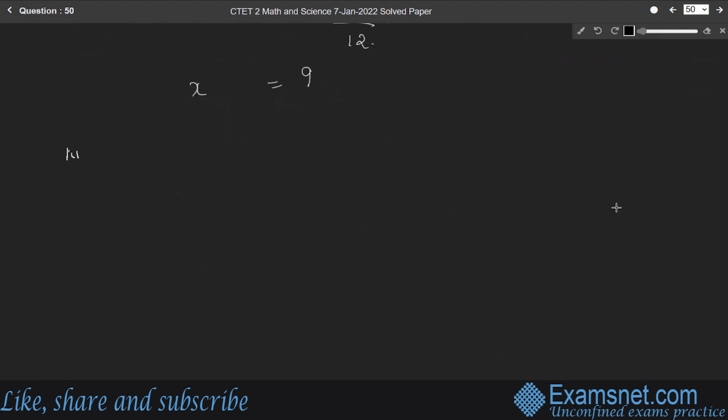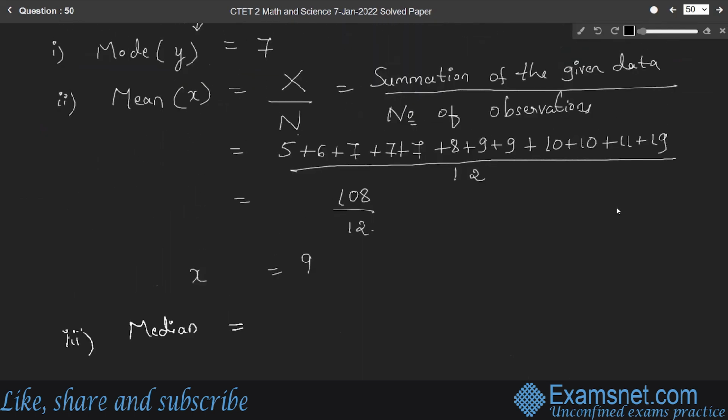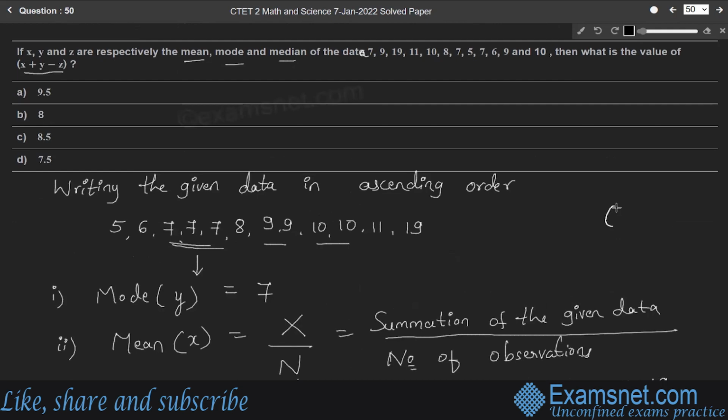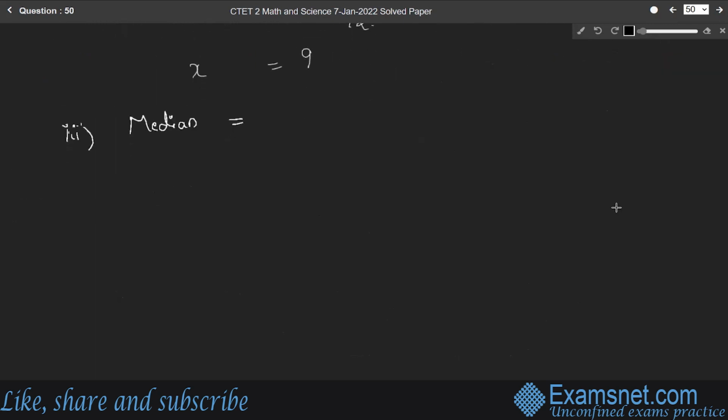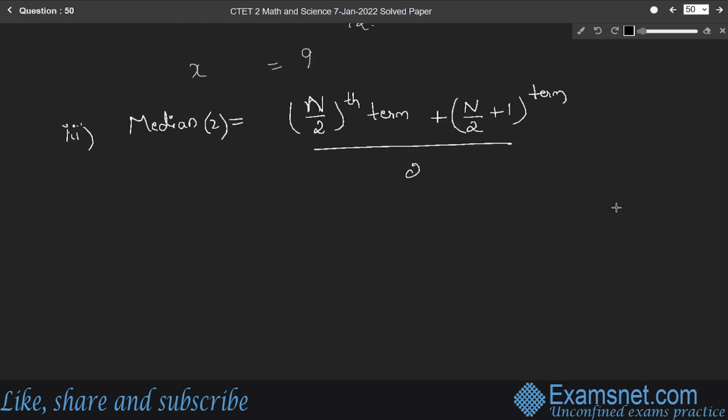Third term, which is median. Median for even number of terms. So in the given data, there are even number of terms. N is equal to 12, right? So for even number of terms, median is equal to, according to the question, Z is equal to N by 2th term plus N by 2 plus 1th term, whole divided by 2. Here N is number of terms in the data.